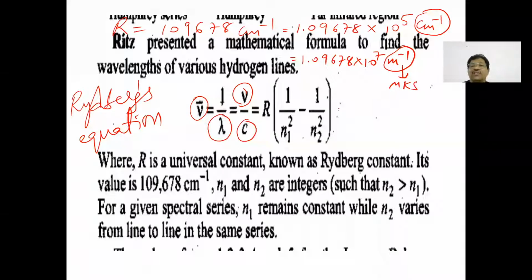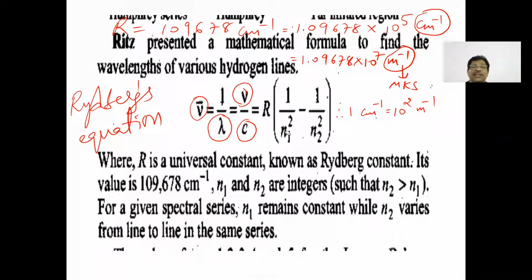Why have we taken this one? Since 1 centimeter inverse is equal to 100 meter inverse. So in place of centimeter inverse, 100 meter inverse: 100 into 10 power 5 is 10 power 7. So 1.09678 into 10 to the power of 7 meter inverse is the R value, Rydberg's constant value.